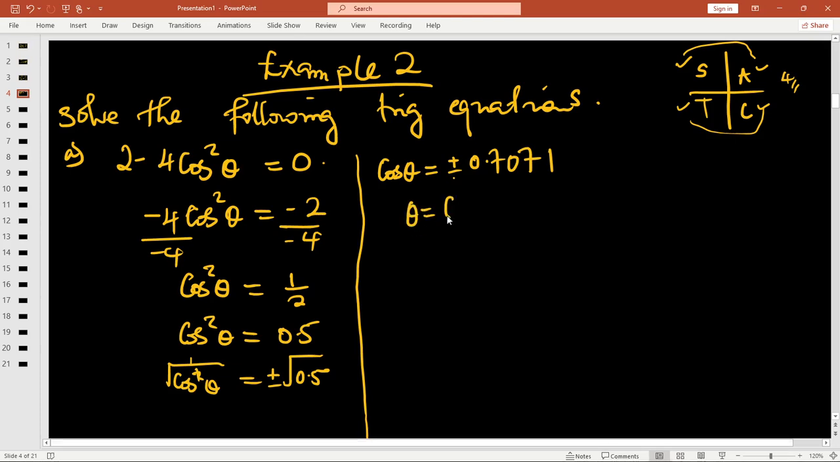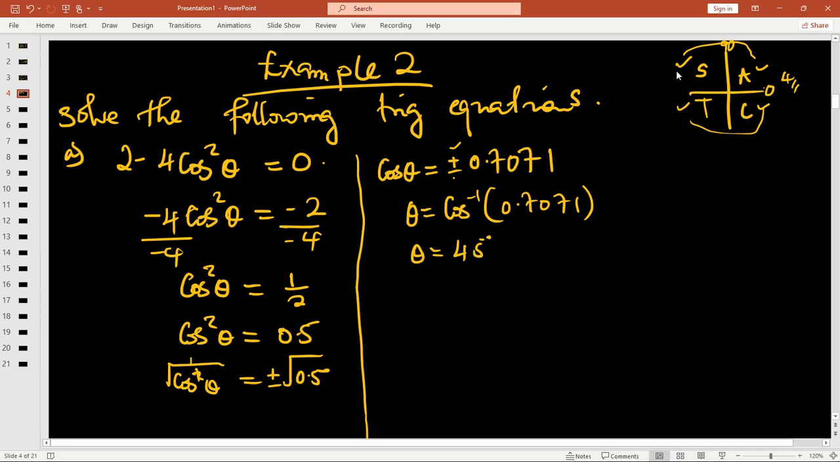So theta is equal to cos inverse of 0.7071. Then cos inverse of this, we're getting 45 degrees. So this 45 degrees is part of the solutions because it falls between 0 degrees and 90 degrees, which is the first quadrant, and we have a solution because of the positive sign. We have solutions that are supposed to come from the quadrants where this is positive.